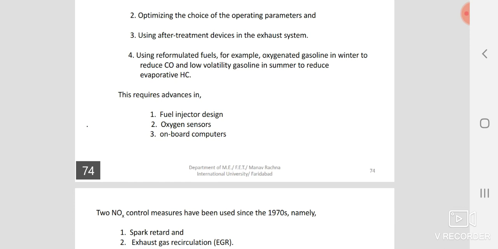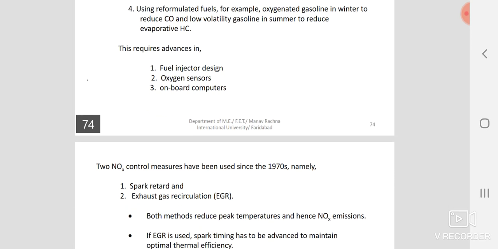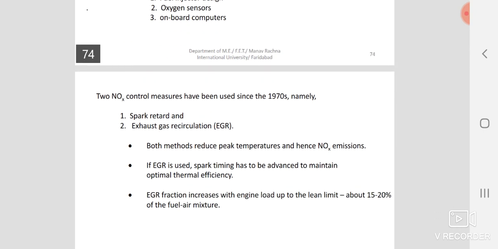So these are different effects used in case of engines. Now NOx. NOx control measures have been in since the 1970s, namely spark retard and exhaust gas recirculation. We can make the exhaust gas recirculation. This is one of the very important parameters. What happens in exhaust gas recirculation?